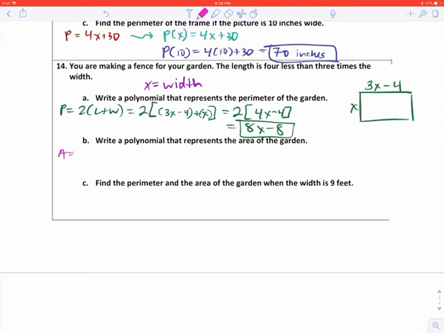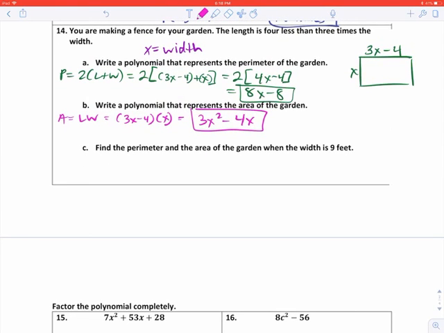Let's do the area. Remember, area is length times width. If I plug in my length and my width, it's 3x minus 4 times x. This will be 3x squared minus 4x.